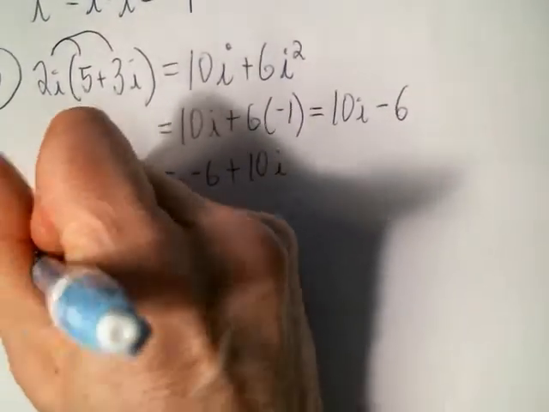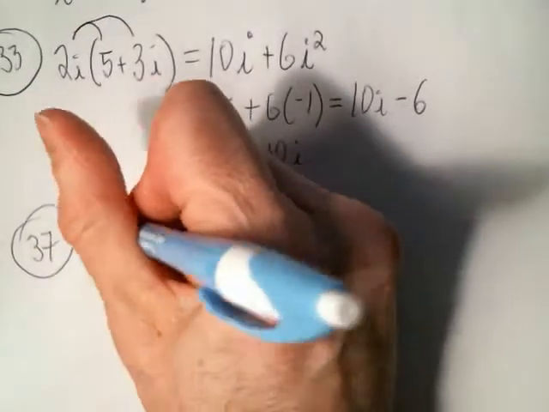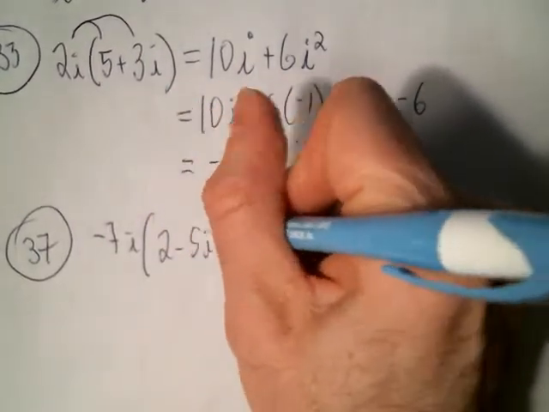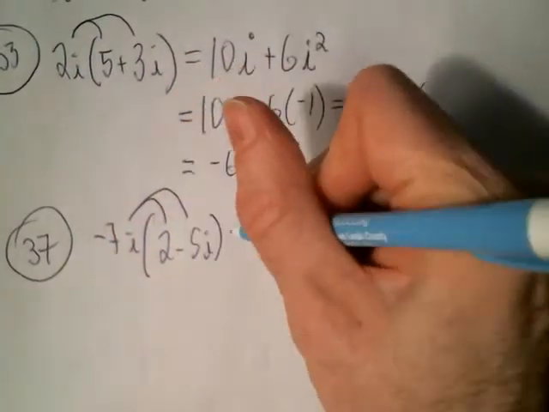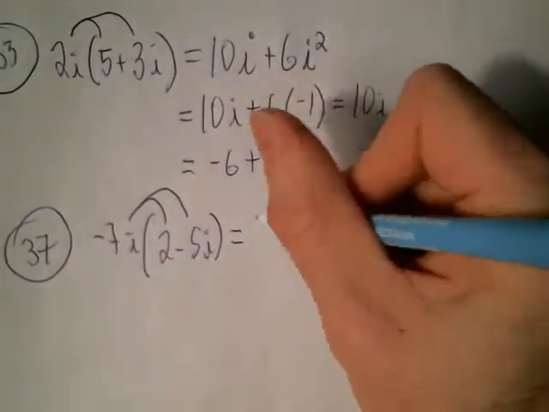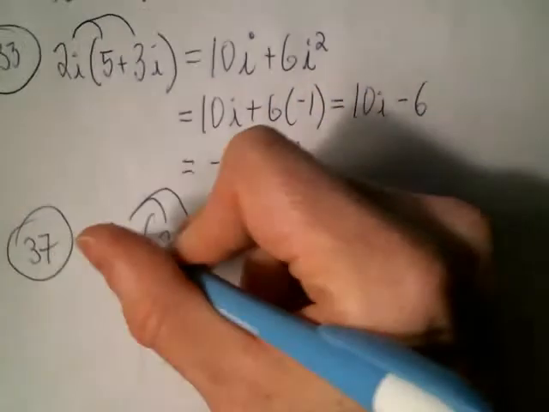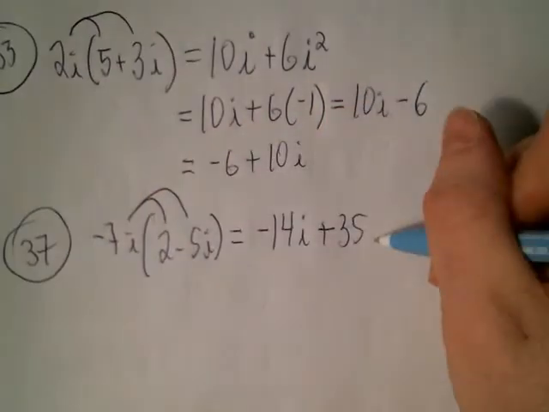Let's try 37. So I got -7i times 2 minus 5i's. I have to distribute. Okay, so -7 times 2 is -14i. And then -7 times -5 is plus 35, and then i times i is i squared.